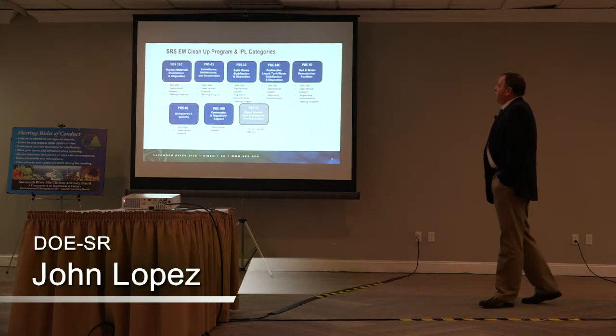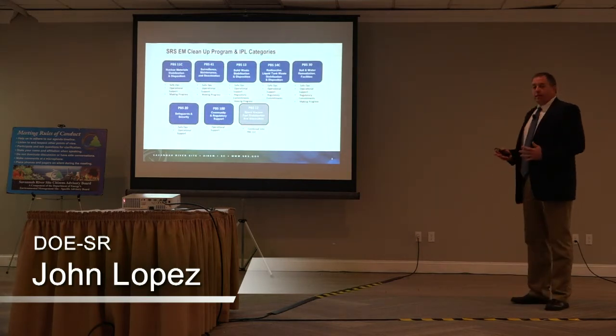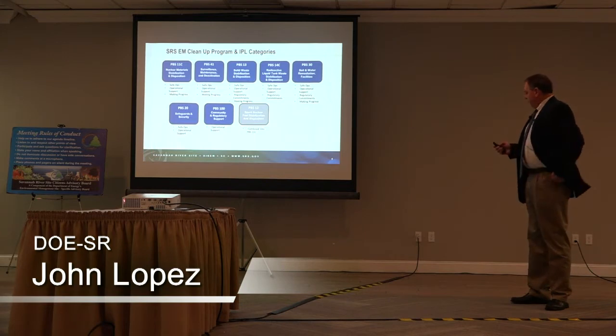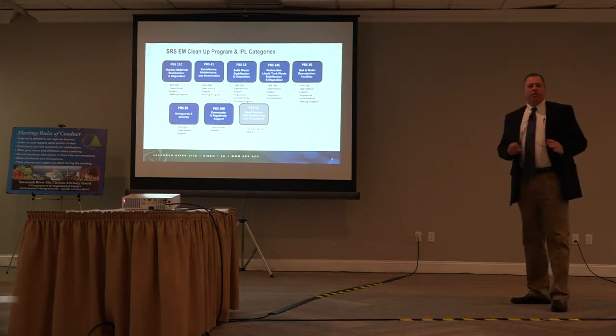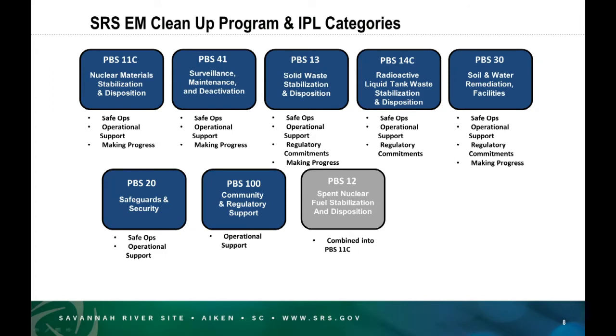So as I talked about before, we get our money down at the site in buckets. In fiscal year 17, we proposed combining PBS 12 and PBS 11. Those are our two nuclear materials PBSs. Congress did not approve that for 17, so we're making another run at it for 18, where we want to combine those two PBSs. So once Congress passes a spending bill for 18, we'll find out whether or not they've allowed us to combine those two PBSs.